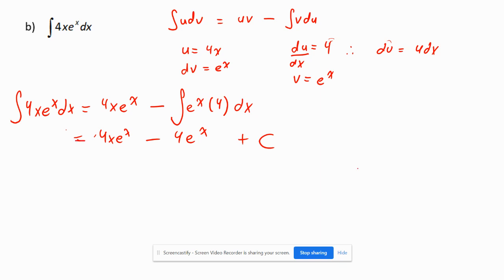Okay. Guys, the check is not necessary, but we're going to do it for the first few. Let's take the derivative of this and see if we get back to this. Product rule, 4x e to the x. I have 4x e to the x plus e to the x times 4 minus 4e to the x. Derivative of the constant equals 0. And these guys are the same, they have e to the x times 4 minus 4e to the x. Those guys cancel out, and we get 4x e to the x, which is what we had originally right here.